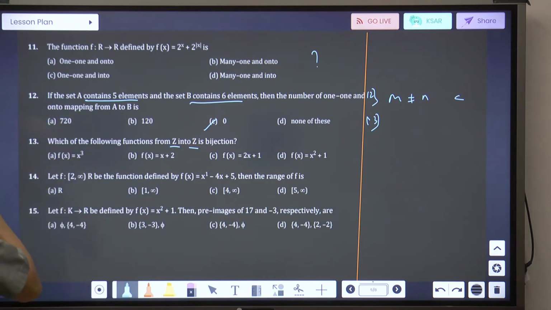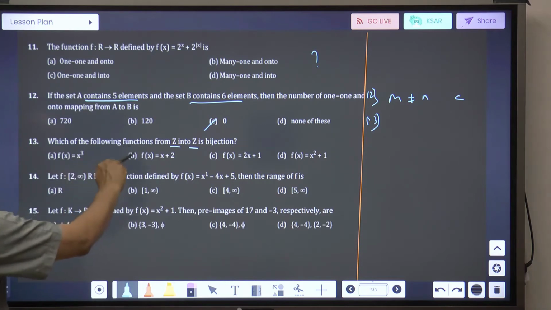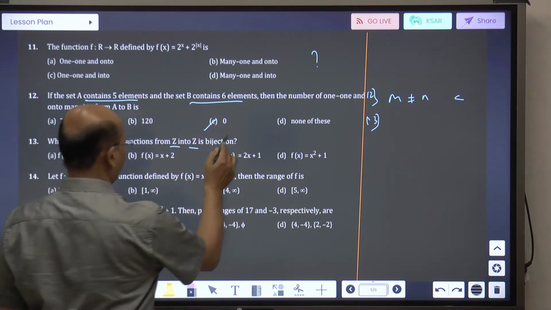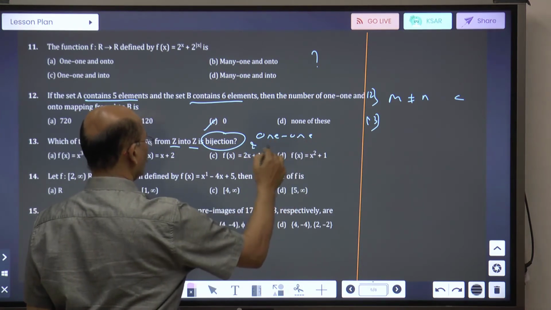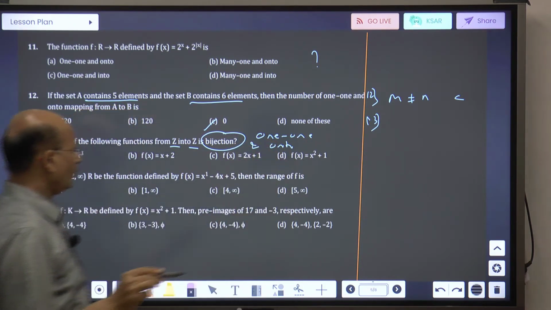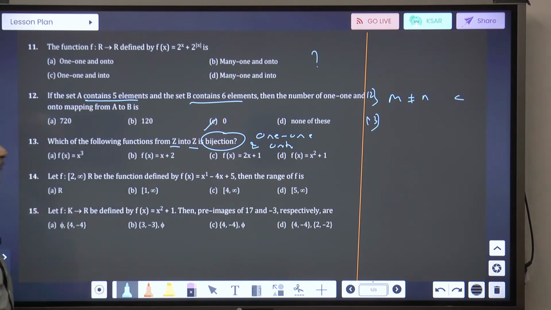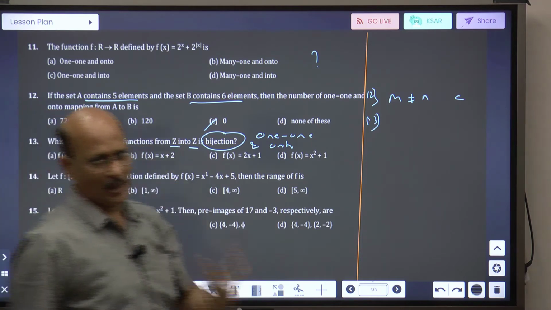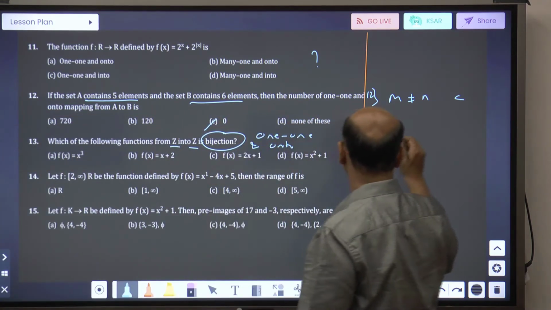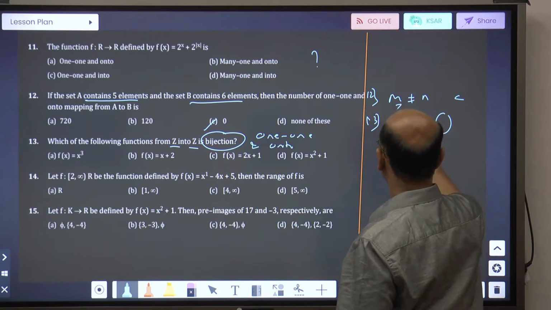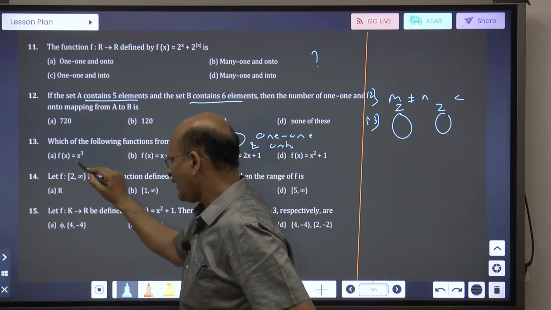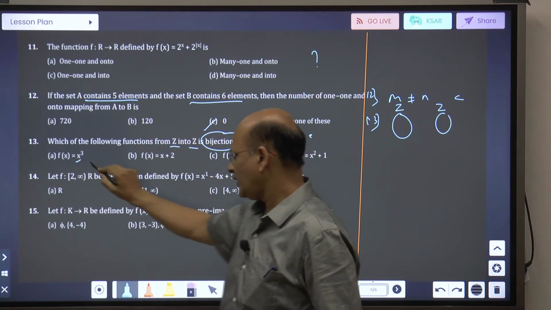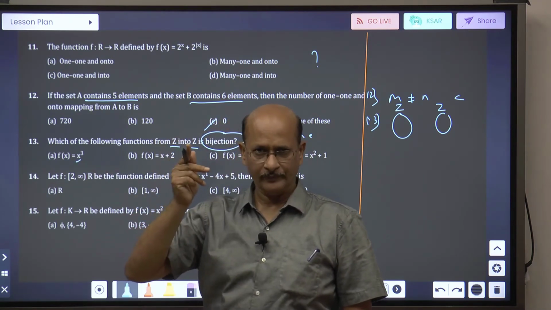So look, which of the following functions from Z to Z is bijective? Now what is bijective here? Bijective means one-one and onto. Now let us take the function. I will tell you by looking at the options, and you can quickly tell me how it is. So there are two sets here, this is Z, this is Z, integers, negative and positive numbers. Now if you take x, first let us talk about one-one. x cube, keep that in mind.